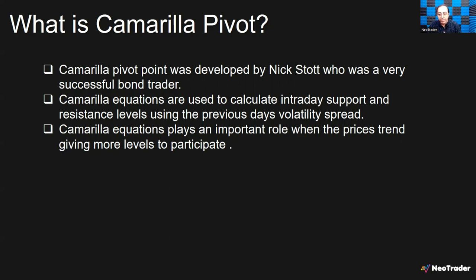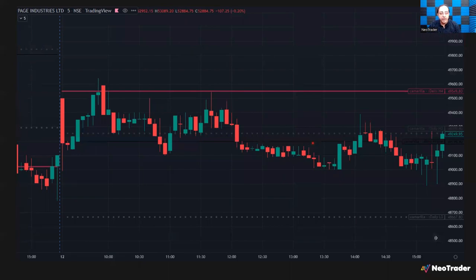Now, when you're talking about the Camarilla pivot, there are again certain thresholds which are important. In the Camarilla pivot, the levels of H4 on the upside and L4 on the downside.